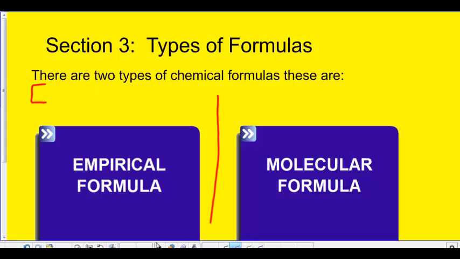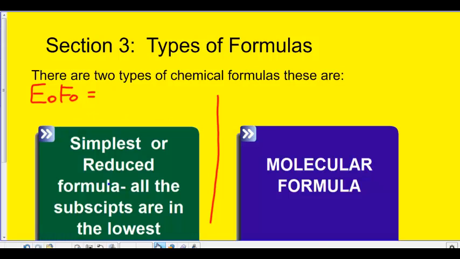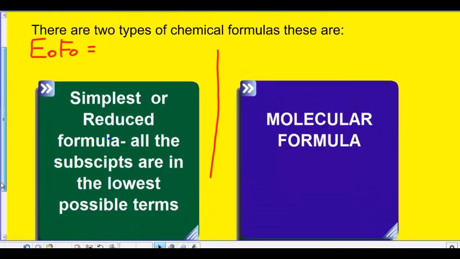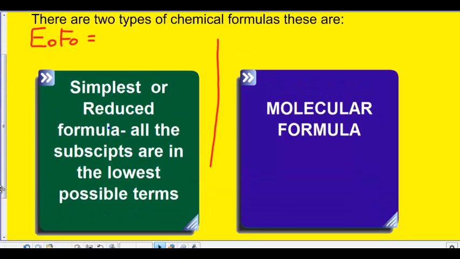So an empirical formula, which I call EOFO, is basically a formula where all of the subscripts are in lowest possible terms. It's the simplest or reduced formula. All of the subscripts are only divisible by 1, no other number, and they all have to be divisible by the same number, right? But in a reduced formula, the only thing they're divisible by is 1, okay? So they are reduced as much as possible.